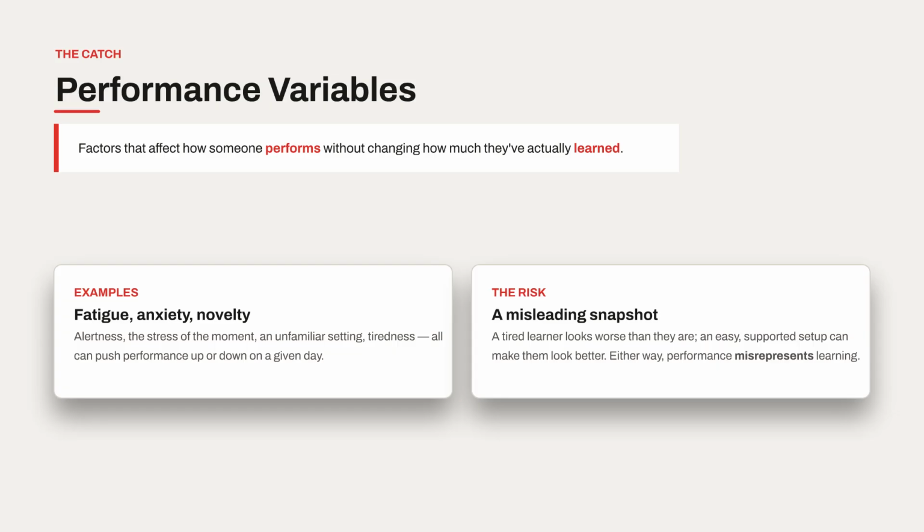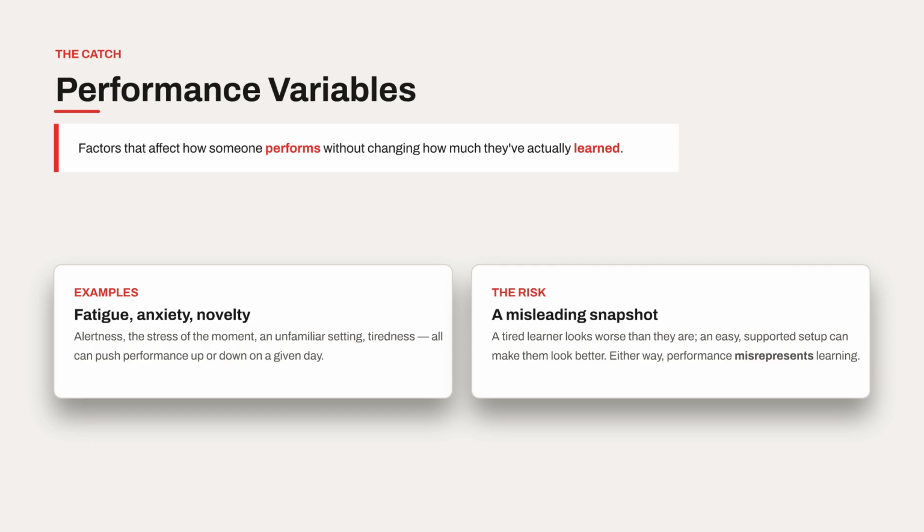That last row of the table mentioned performance variables, and they deserve their own slide because they're the reason performance can lie to you. A performance variable is any factor that affects how someone performs without changing how much they've actually learned. Read the definition on the callout carefully. It touches performance, but not learning. The left card lists common ones: alertness, the anxiety of the situation, the unfamiliarity of the setting, fatigue, and so on. None of these change a person's underlying capability. They just temporarily inflate or depress what you observe.